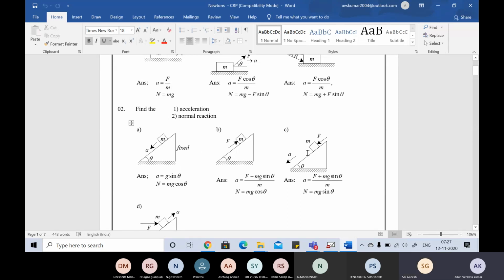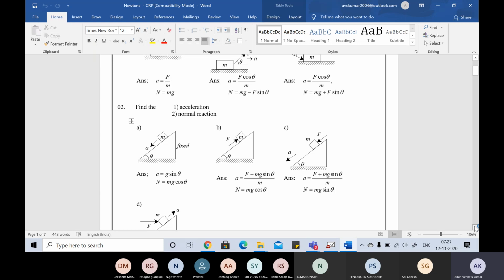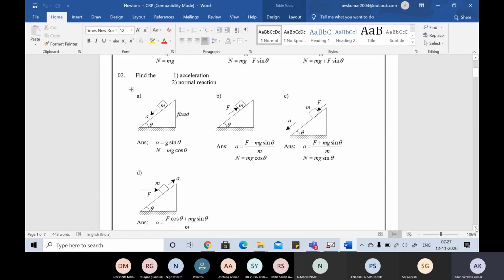Sir, for the normal reaction I'm getting mg cos theta. Correct. Mg cos theta only, because mg sin theta will be along the inclined plane and mg cos theta is perpendicular. So this one is mg cos theta. Okay, next, you can correct it, others also can correct: N equals mg cos theta.